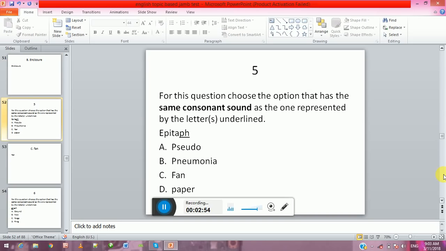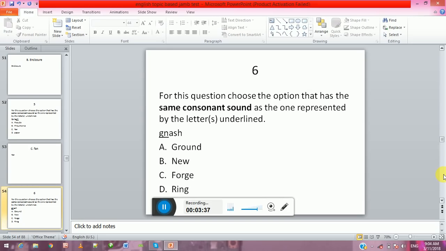For this question, choose the option that has the same consonant sound as the one represented by the letters underlined. The word is epitaph, and the underline is on PH. A is pseudo, B is pneumonia, C is fan, D is pepper. So the word that has the F sound is fan, as in epitaph. The PH is F, and the F in fan is also F. So the answer is C, fan.